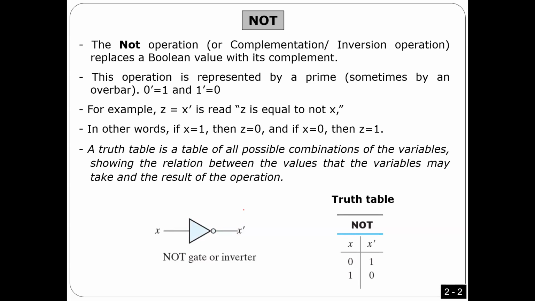And I told you this is how it works. If the input is 0, we get 1. If the input is 1, we get 0. That's why it's called inverter. You can tell from the English name. Is that okay? I told you something before.